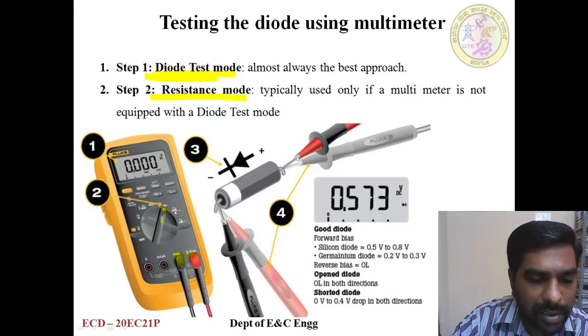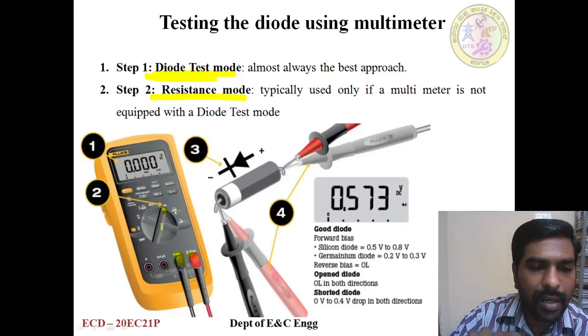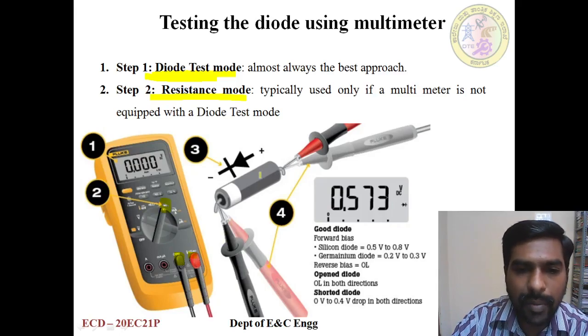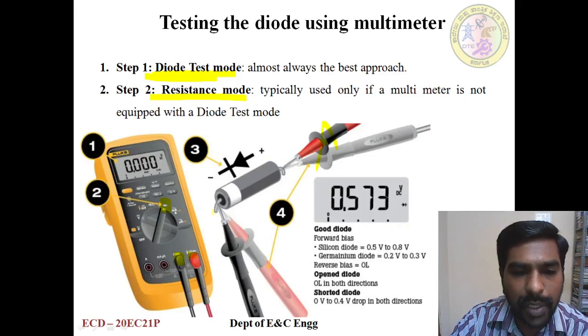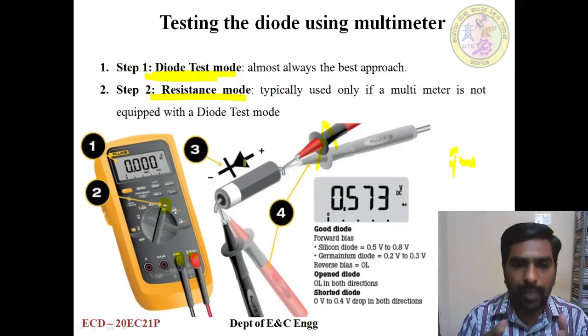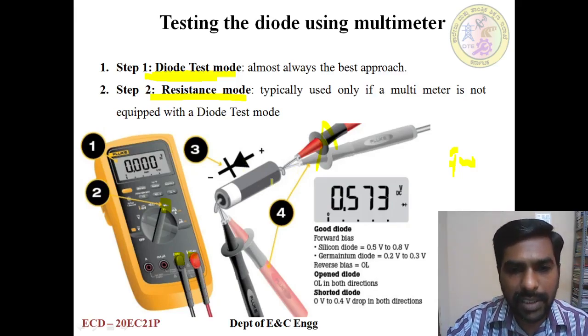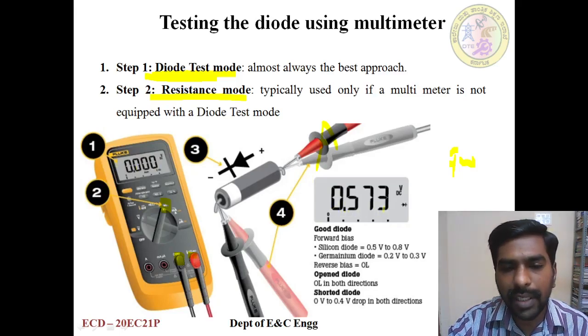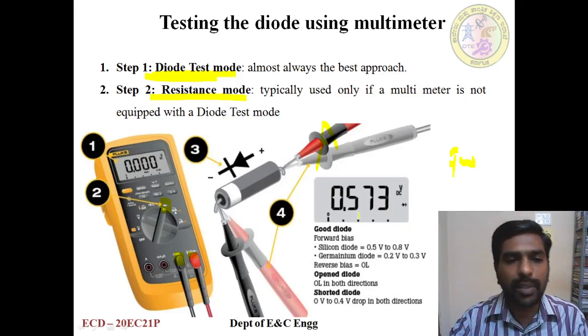Then turn this dial knob and place it in diode mode. This is the first procedure. Place it in diode mode and take the diode. The diode has two terminals, anode and cathode. The red lead should be placed at the anode and the black lead at the cathode. This is forward bias. Whenever the diode is connected with positive at the anode and negative at the cathode, the diode starts to conduct. Whenever it starts conducting, a value is displayed on the reading. For example 0.573, and this reading will vary as per the multimeter and the diode.